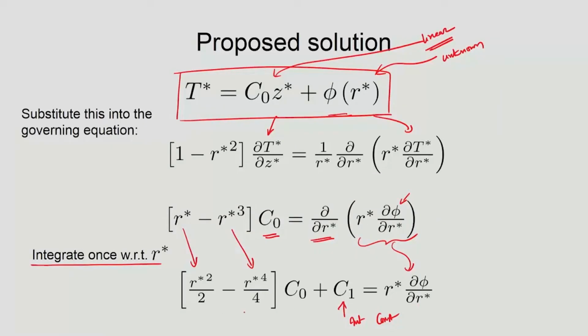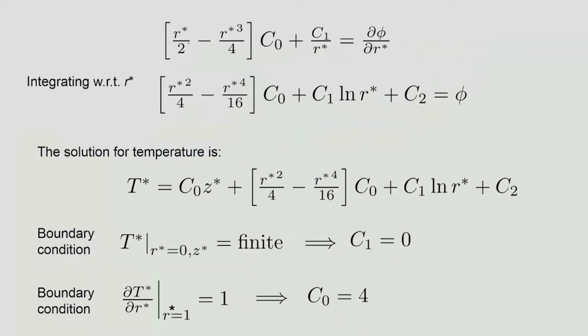So we take r star to the left hand side in the denominator and then integrate once more. So that is what we do. So we have got r star square by 2 minus r star fourth by 4 divided by r star, which will give you r star by 2 minus r star cube by 4 plus C1 by r star is equal to ∂phi/∂r star. Then we again integrate with respect to r star, then you see that this goes as r star square by 2 into 1 by 2, that is r star square by 4, and this goes as r star fourth by 4 into 1 by 4, that is r star fourth by 16, and then this goes to the logarithmic term, and then this when integrated will become just the phi, and then this is the constant term.